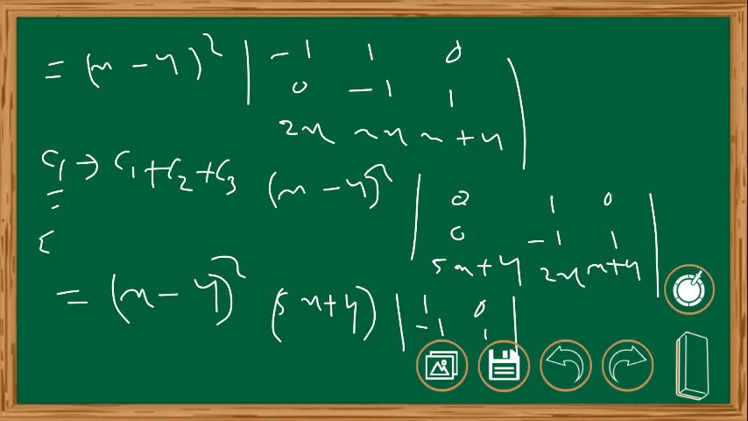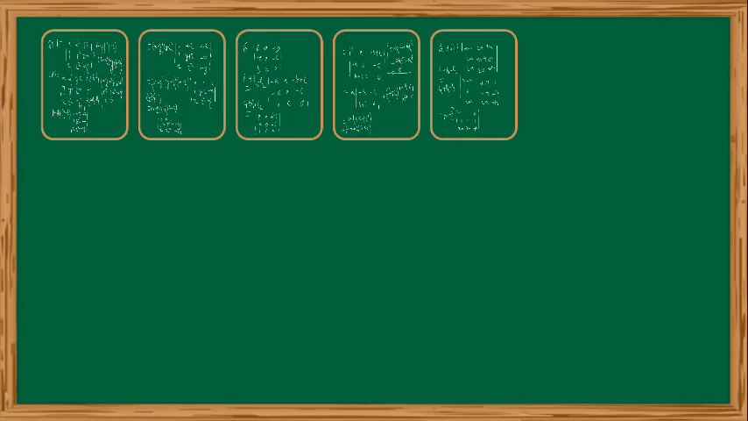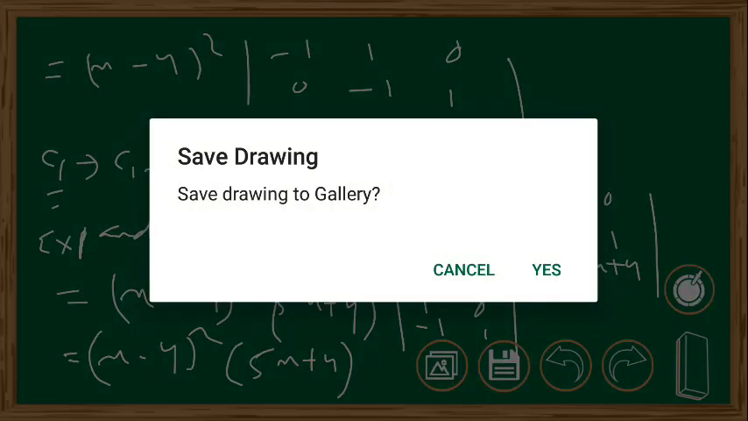What I do here is expand along column 1, right? So it will be x minus 4 whole square and 5x plus 4, and if I multiply, this one will be 1. In the question it has been asked to prove 4 minus x whole square. In place of x minus 4 whole square, you can write 4 minus x whole square, because they are the same thing. So x minus 4 whole square multiplied by 5x plus 4, or 4 minus x whole square multiplied by 5x plus 4, right? So now we will proceed to the next question.